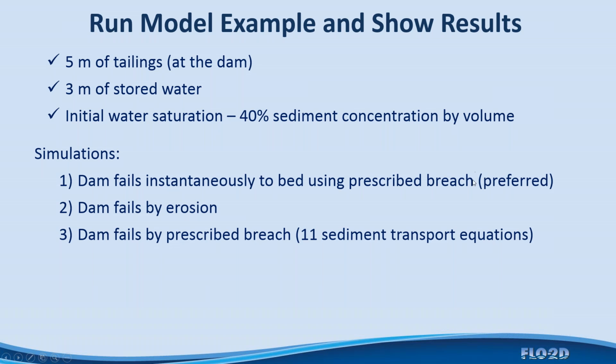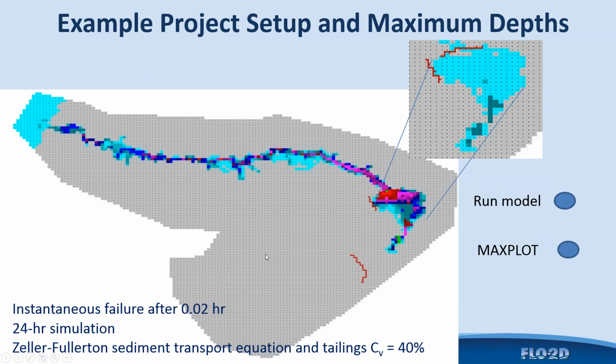Typically this would be preferred for maybe a worst case scenario of releasing everything at once. But you could also fail this by erosion using the dam breach modeling, where it actually erodes the dam, or fail it by prescribed breach rates. And then if you did that, you can assign an individual sediment transport equation to calculate the sediment transport out of the breach due to the water flowing over the mud flow as the breach eroded. So as the water goes through the breach, it erodes from the mud flow surface and increases the concentration downstream. So I'll run this for you and then we'll look at some results here.